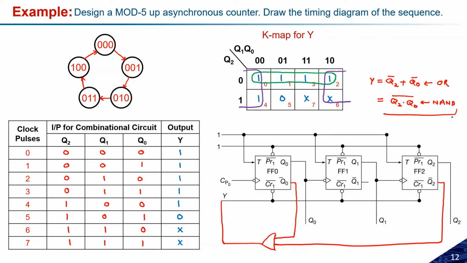So prefer to use the universal gate, that will help you. This is how the mode 5 counter can be designed. If anyone has any doubt, you can ask the question here. Both possibilities can be done.